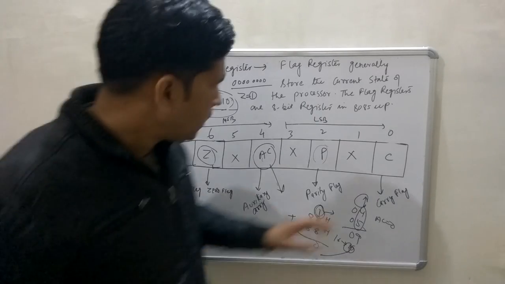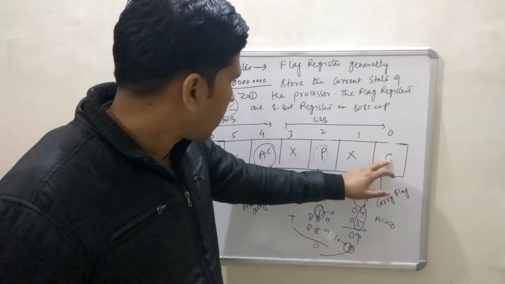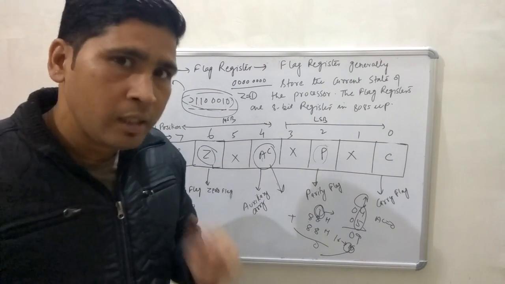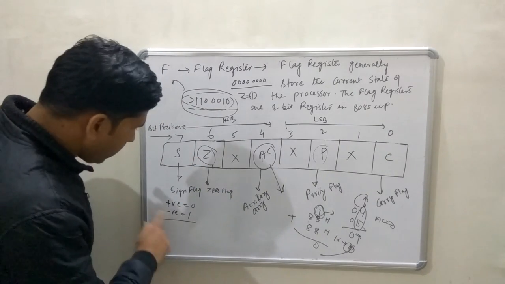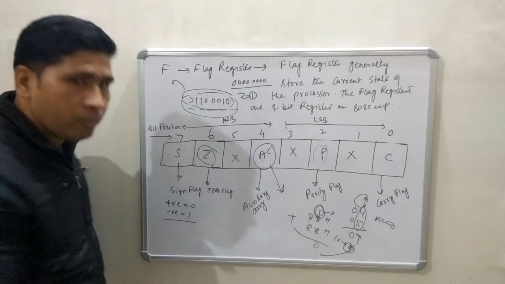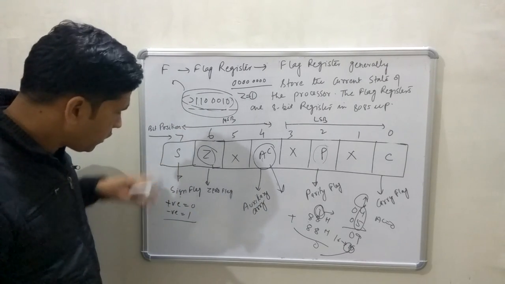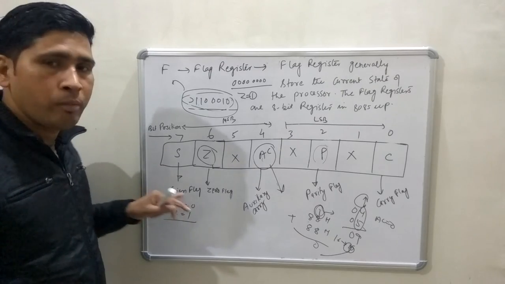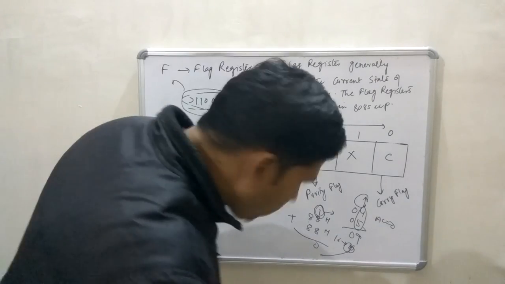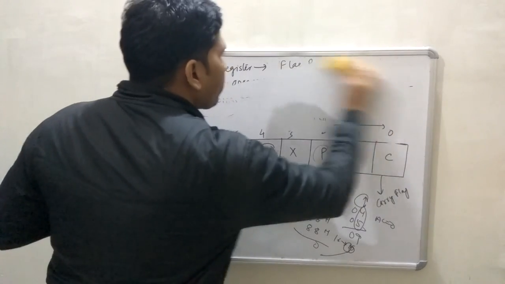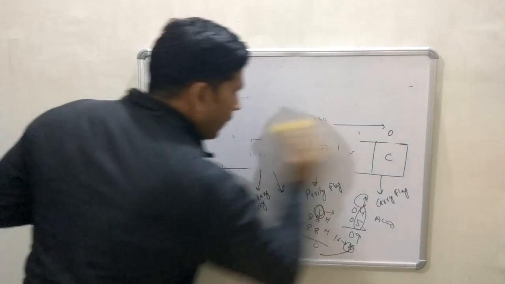Let me clarify the issue again. Basically these are carry flag, parity flag, auxiliary carry, zero flag and sign flag. In sign flag, if the output is positive, then sign flag will be reset. If the output is negative, then sign flag will be set. Now just take an example to understand the functionality of the flag register.